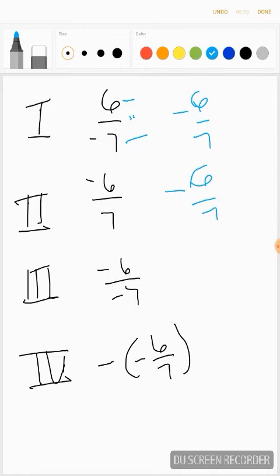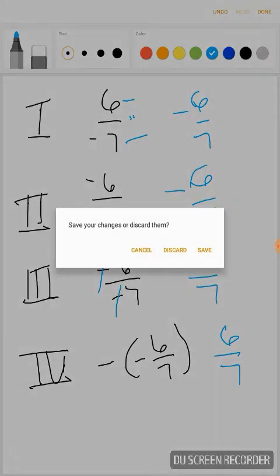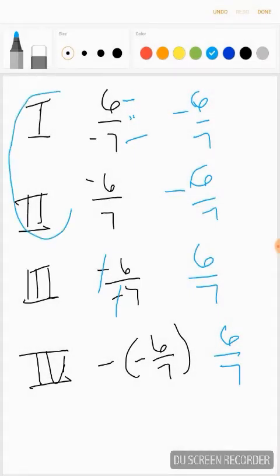Number 3, if you divide a negative by a negative, those two negatives kind of cancel each other out. So it's just a 6/7. And the last one is kind of like we did earlier. So a negative times a negative is a positive. So that's 6/7. So you should have answered A. 1 and 2. 1 and 2 will give you the equivalent to negative 6/7.